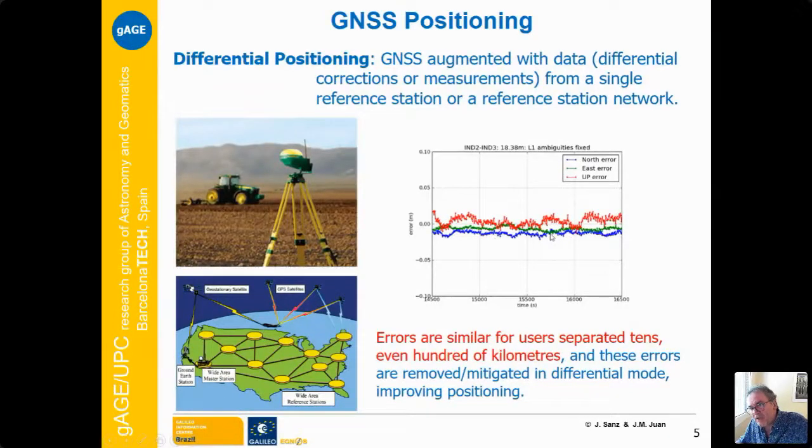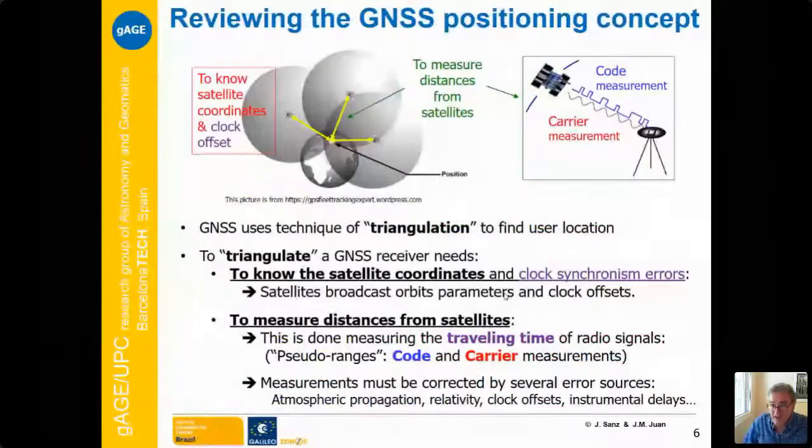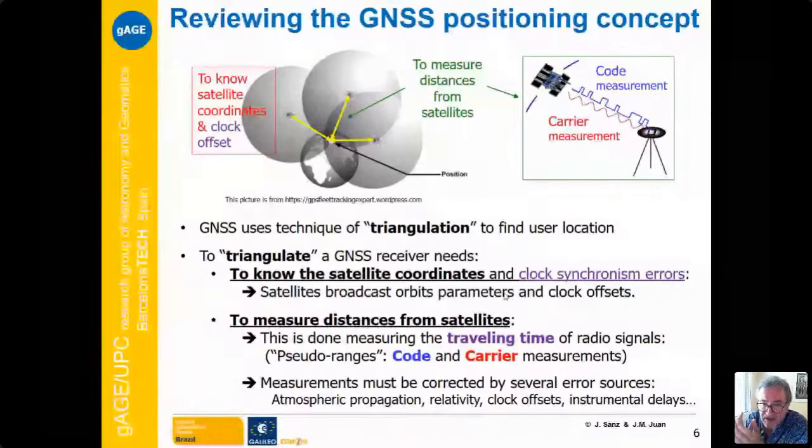Kinematic in this case means let the coordinates free, means not to put any constraint to the coordinates. Well, this is the general view, standalone and differential positioning. Just remember ideas that have been presented in previous sessions. This is in order to fix the initial ideas.